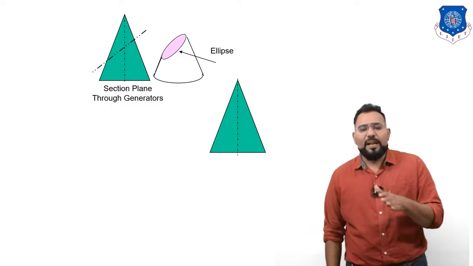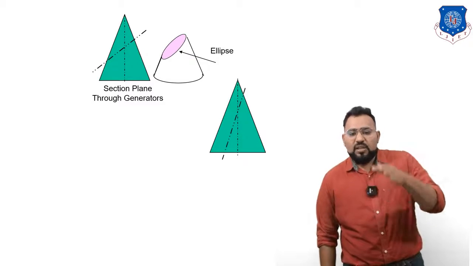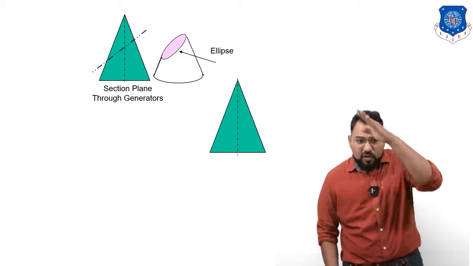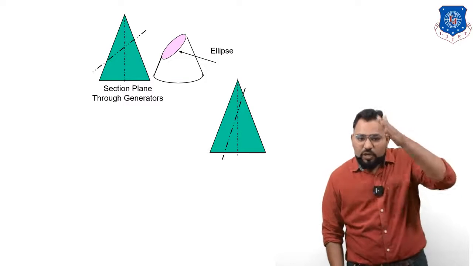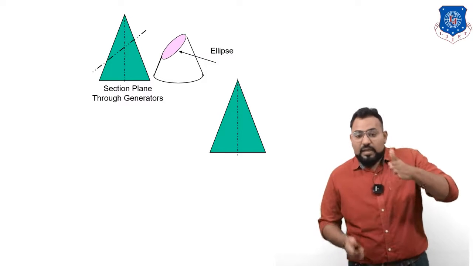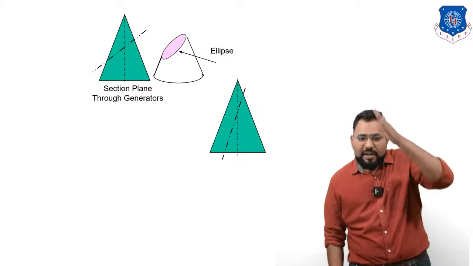Now let us apply a cutting plane, but at some other position. So what is that position? You can see the cutting plane here, looking like this. See again on your screen. This cutting plane is parallel to what? Parallel to one of the generators. Generator means one of the sides of the cone. Again, look at the cutting plane here. From here we are going to apply the cutting plane.